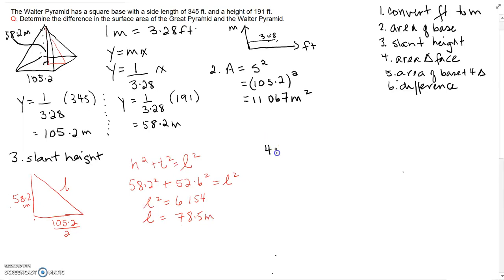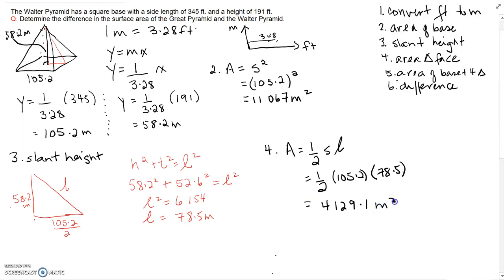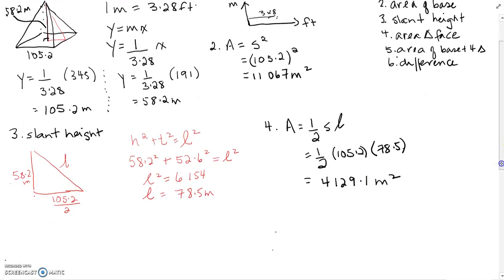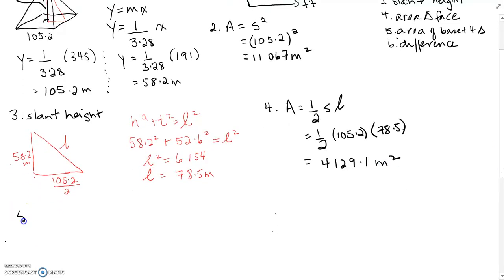The next step is to determine the area of the triangular face. And so we know that the area of the triangular face is 1/2, multiplied by the base, which is s, and then multiplied by the slant height, which is the value we just found. And so we'll have 1/2 times 105.2 times 78.5, and that area is equal to 4,129.1 meters squared.